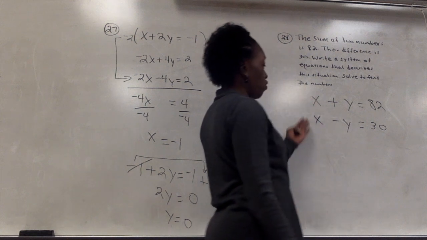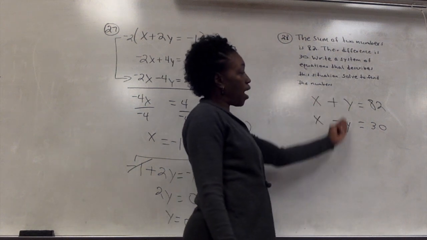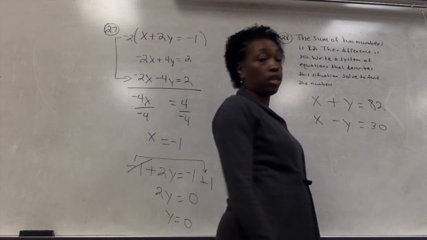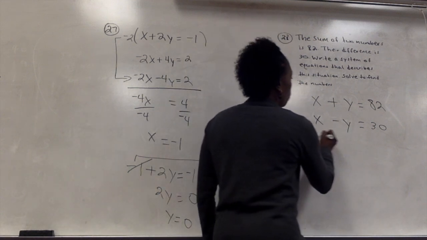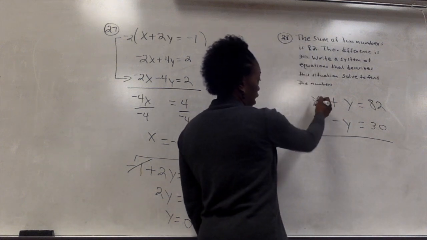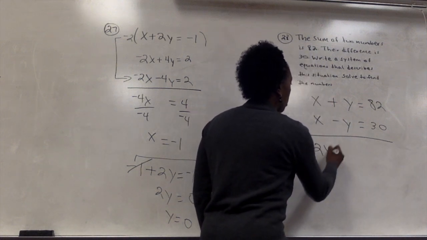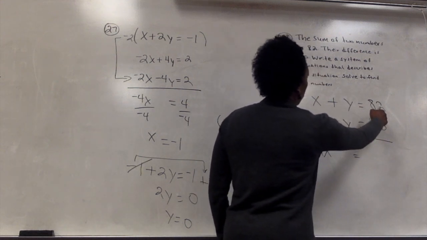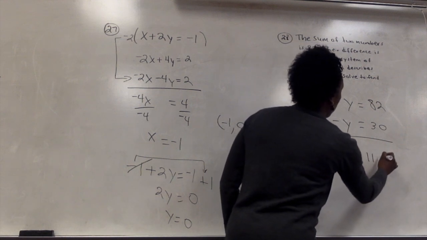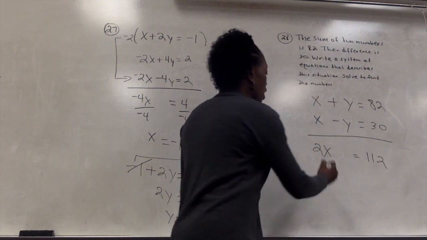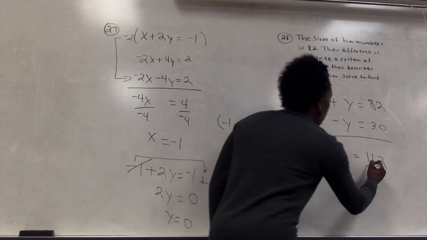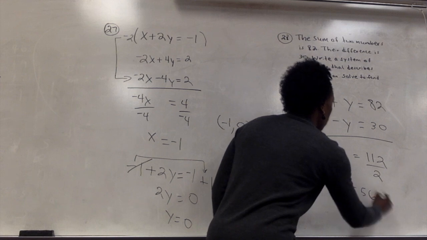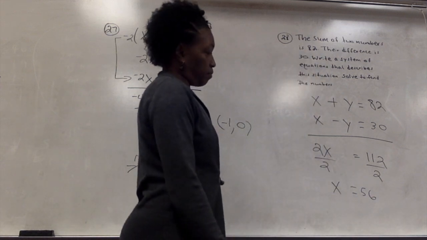Now I have it in standard form. I also see that my y's are opposite each other and they have the same terms, so I know I can use elimination to solve. So I'm going to add each column again. x and x is 2x when you add them. My y column cancels out. And when I add 82 and 30, I get 112. I'm going to divide both sides by 2. And I end up with 56 for my x.